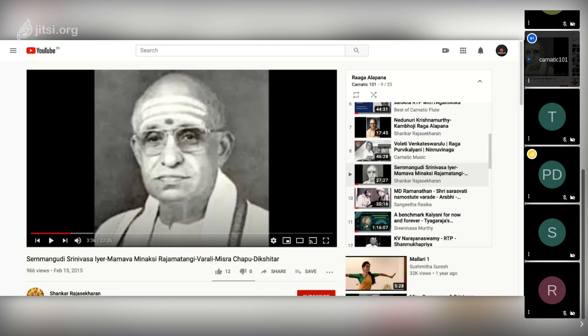I've not heard this track fully, but I'm guessing he spent some time doing Neraval and singing Swaras. So again, it depends on how much you want to explore and what you want to explore it with. It can be equal proportions of Alapana, Neraval, Kalpana Swaram, that sort of thing.